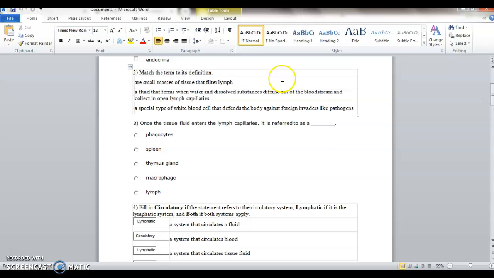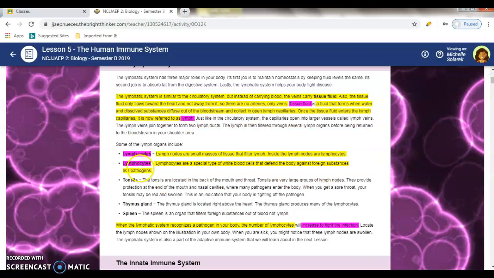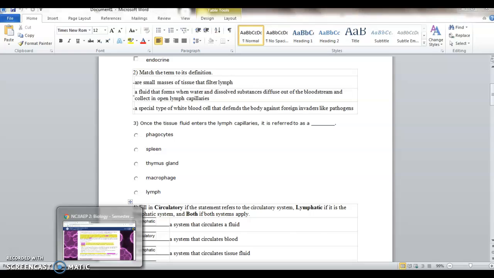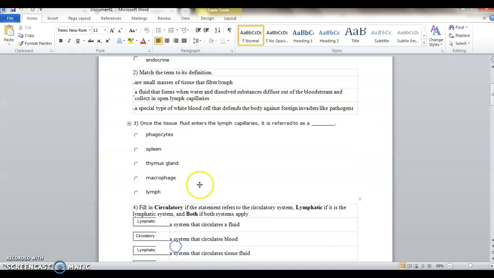Number 2, match the following terms to their definitions. The first one is small masses of tissue that filter lymph. We go back to where we're talking about the lymph system. I believe the first one, small masses that filter lymph, is lymph nodes. So the second question is lymph nodes. Let me spell it.